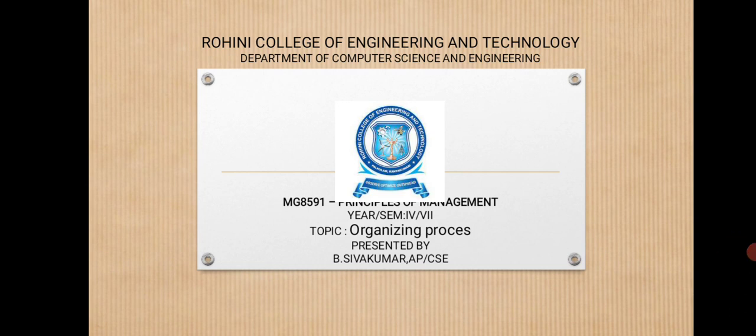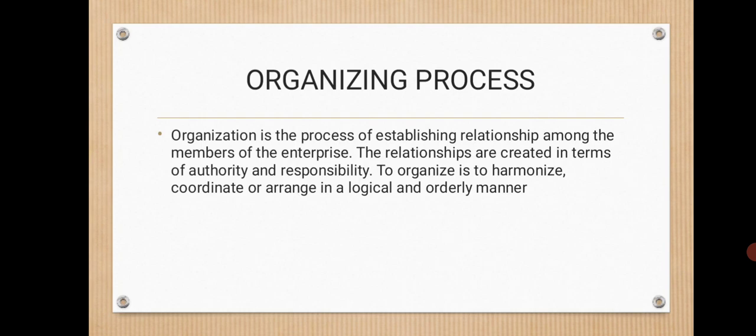In the topic Principles of Management, we are going to see the topic organizing process. Let's get into the topic. Organization is the process of establishing relationships among the members of an enterprise. The relationships are created in terms of authority and responsibility. To organize is to harmonize, coordinate, or arrange in a logical and orderly manner.